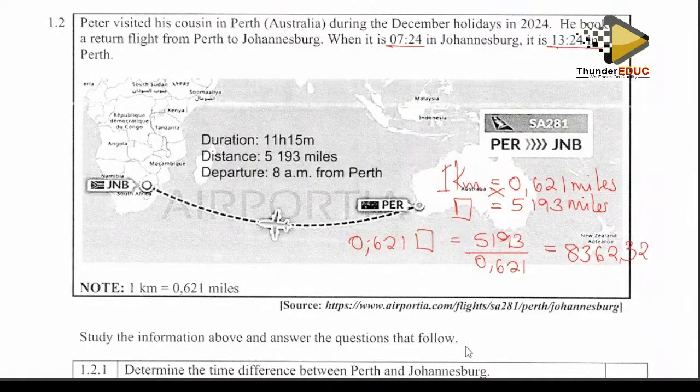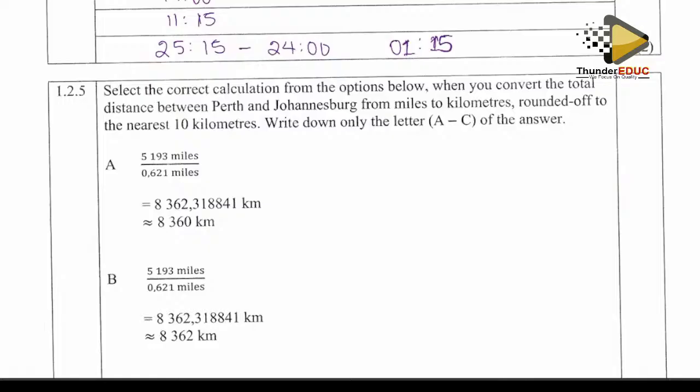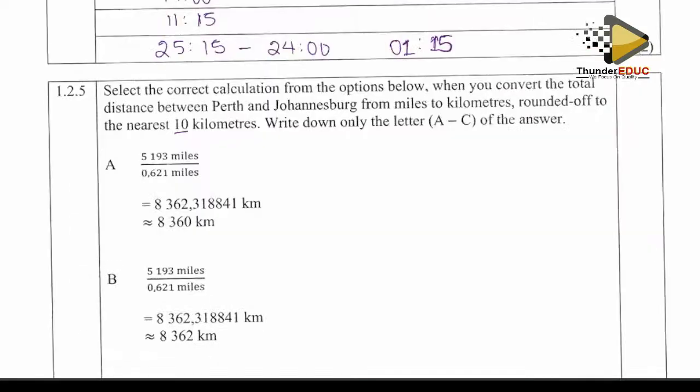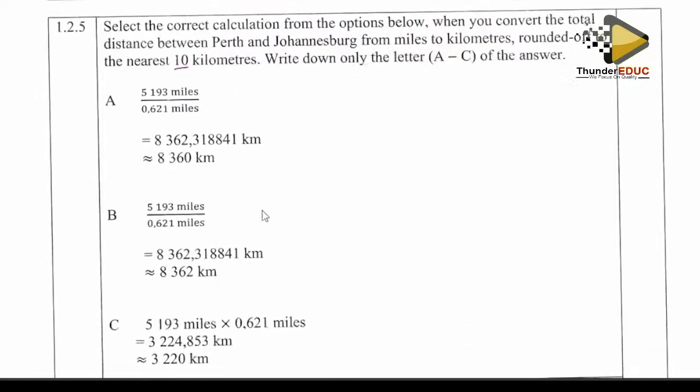But they say to the nearest 10 kilometers. So it becomes, sorry, not that, 60, not 20. It becomes 8360. So let's go to our options here and we see to the nearest 10, so it becomes A.